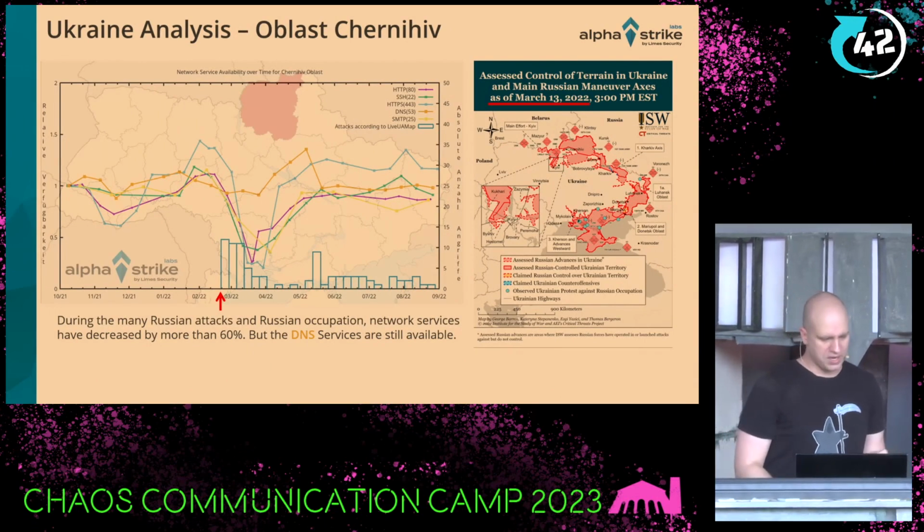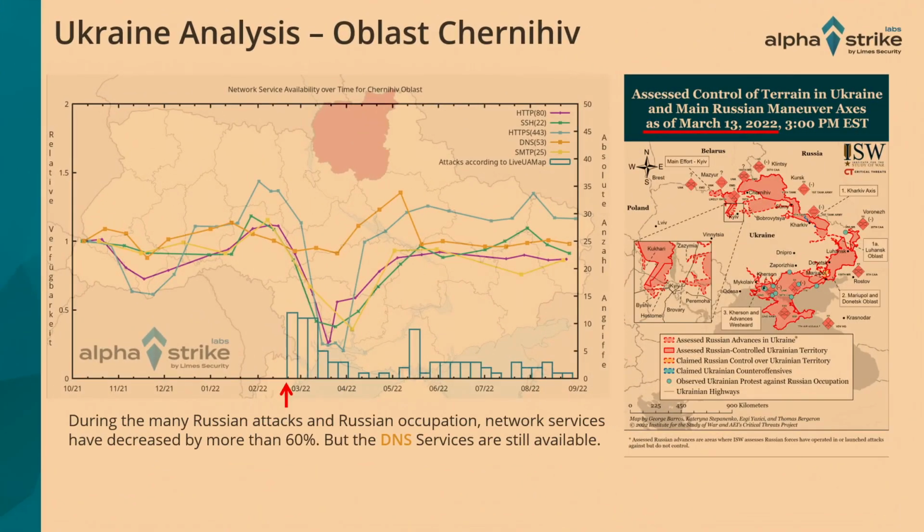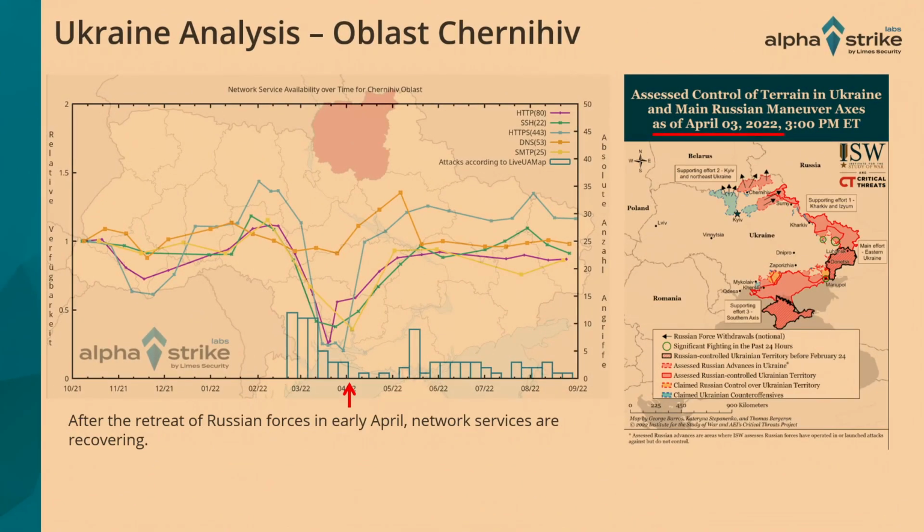When we now compare the results from the beginning of March with the beginning of April, we can see that in the beginning of April, remember, the Russians had a lot of logistic problems. They needed to retreat, going back to Belarus, and then they released Kiev, right? And then we can see the services going up again. Some people said, oh, maybe they have just fixed the infrastructure and then the services go up, right? But we see that all the time DNS is very steady.